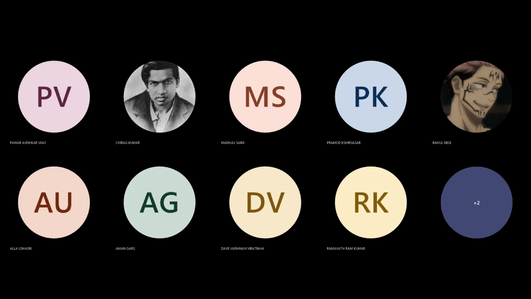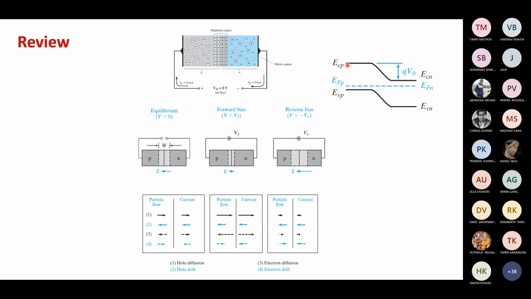levels. One is the bottom of the conduction band across the device, which is ECP and ECN in the PN junction. ECP is the conduction band on P side, ECN is the conduction band on N side. And similarly, the top of the valence band is EVP and EVN. And there is one more level, which is known as the Fermi level.